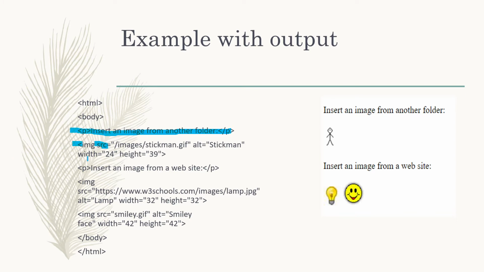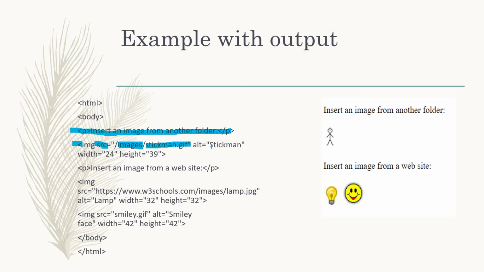So first here, suppose your drive is E drive, C drive or D drive, any drive, you have to write here. Then the name of the folder. Suppose the name of the folder where I have kept the images is images. That is why I have written images. Next is the name of the image, that is stickman.gif.